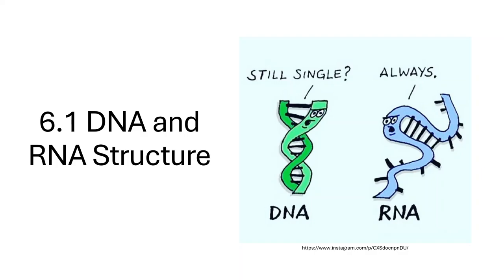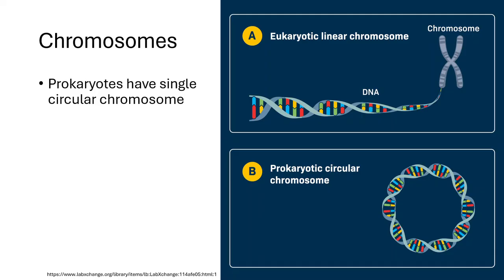All right, so welcome to our first lesson of Unit 6. We're going to talk about DNA and RNA structure. Some of this is going to be review from when you were freshmen. Some of it is going to be a little more complicated. Let's dive in. So first, let's talk about chromosomes.